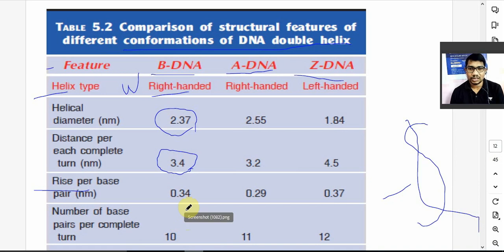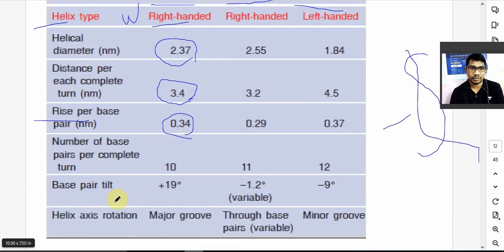Now, rise per base pair. Rise per base pair means the distance between two base pairs, which is 0.34 nanometer, or you can say 3.4 angstrom. Number of base pairs in each turn for BDNA is around 10 base pairs. So BDNA has 10 base pairs in each group. The base pair tilt, meaning its angle, is 19. The helix axis of rotation is the major groove.